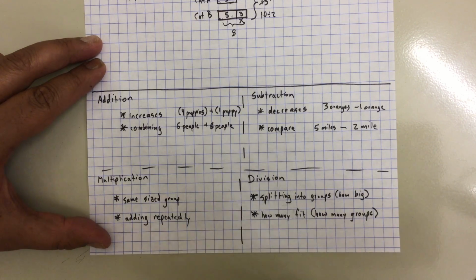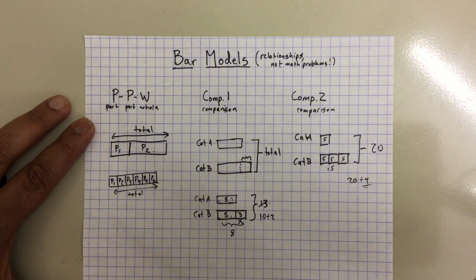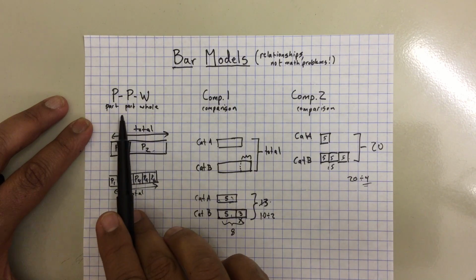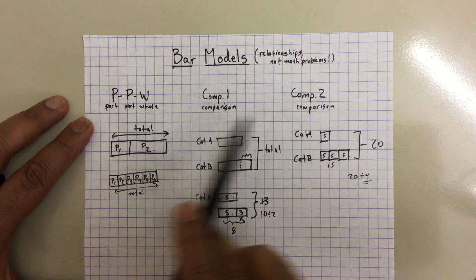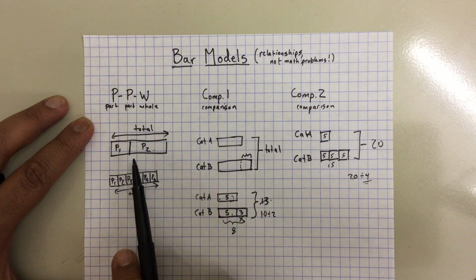Now, how does this go with bar models? It goes with bar models basically because bar models, for what we're doing, come in 2 flavors. It comes in part wholes, and it comes in comparisons. And of comparisons, there's 2 kinds. So let's take a look at part wholes.